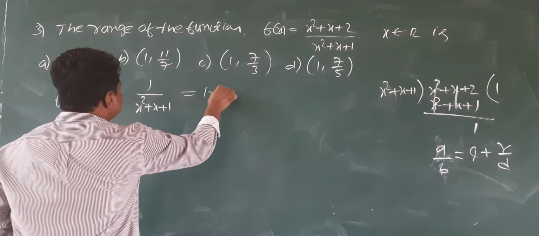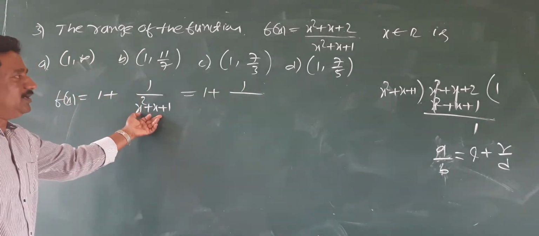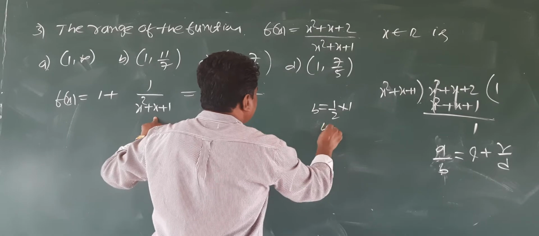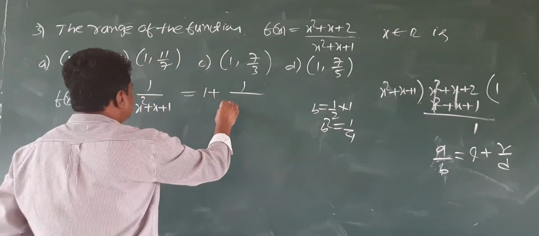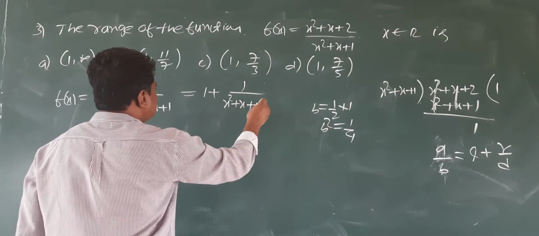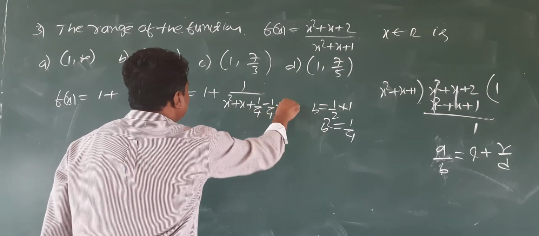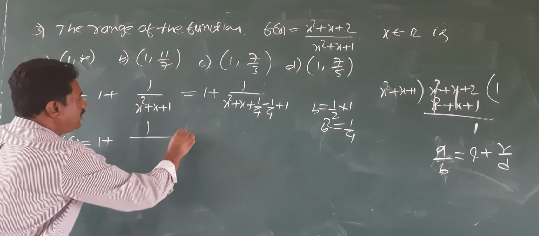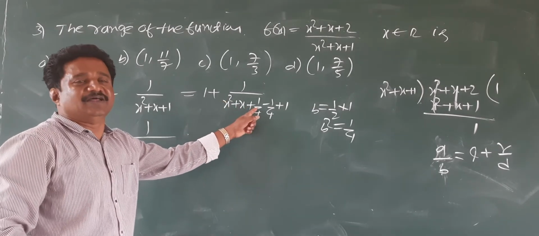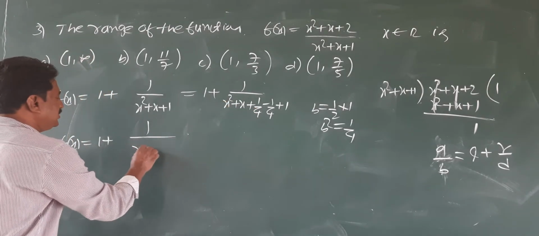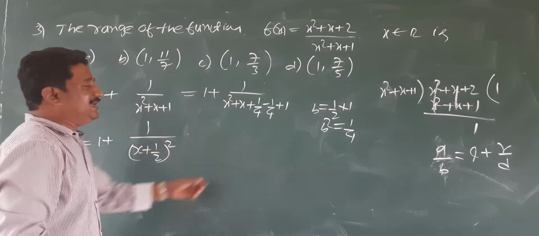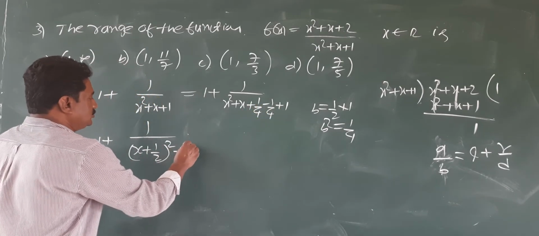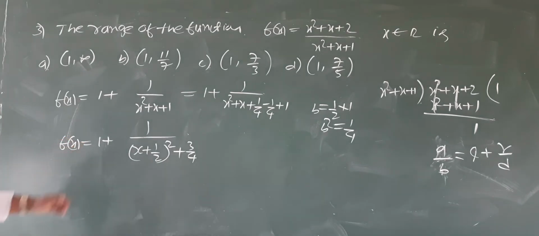Now, so 1 plus 1 by x square plus x plus 1. Complete the square, calculate the b value. So b is equal to half into the x coefficient 1, b square is 1 by 4. That is x square plus x plus 1 by 4 minus 1 by 4 plus 1. So fx is 1 plus 1 by a square plus 2ab plus b square, a plus b whole square, (x plus 1 by 2) whole square. LCM, you find the LCM of these two. 4 minus 1, it is 3 by 4. So 3 by 4, right? From this it is so clear.